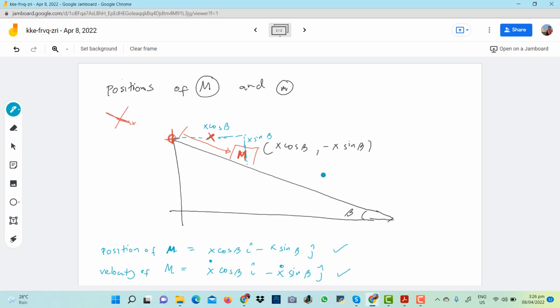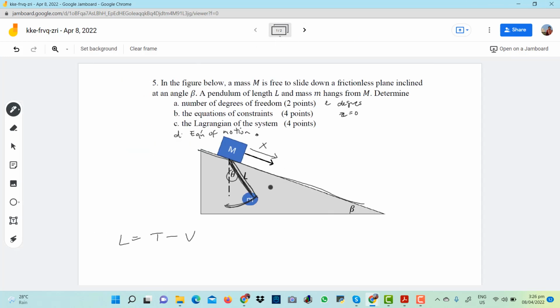Now, next is your small m. So what will be the position of your small m? As you can see, I drew the small m here. Take note, the length of the string is L, capital L. And then the angle is theta.